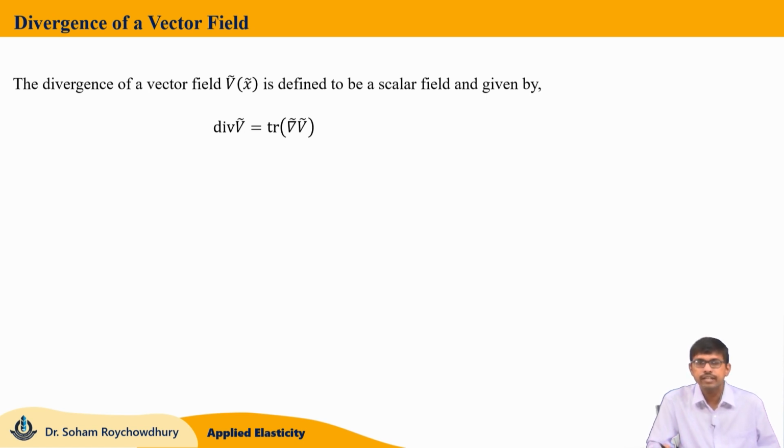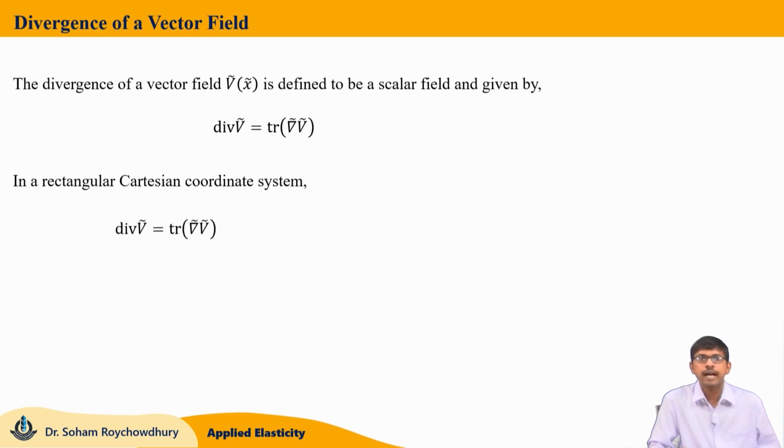Divergence of any vector field V is defined as the trace of the gradient of V. We had already defined trace and gradient. So, divergence of V is equal to trace of gradient of V. Now, gradient of V is a second order tensor. If we take a rectangular Cartesian coordinate system and try to write the components of the right hand side, trace of gradient of V, the trace of any tensor T is equal to T_ii. Here the tensor is grad V.